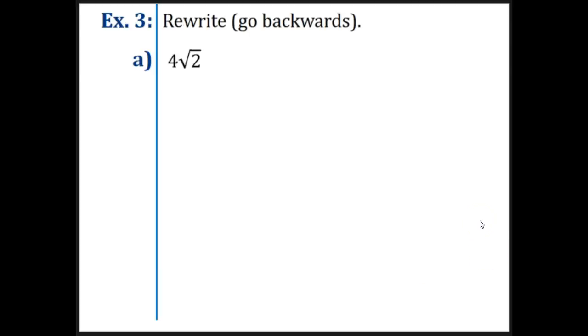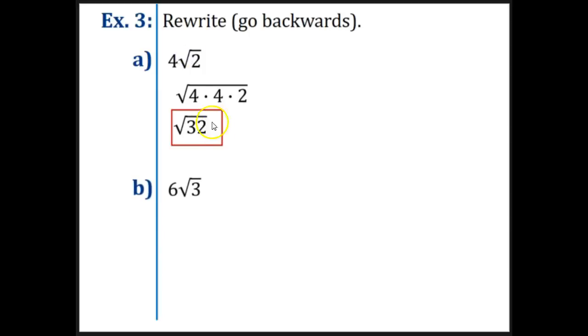Okay, so let's go backwards. We're going to rewrite it. So this time, I'm going to rewrite it as 4 times 4 times 2. That's going to go underneath my hat. I get square root of 32, right? So if I started with the square root of 32 and I factored it out, I would have ended up with 4 times 4 times 2. 4 square root 2. Let's look at another example.